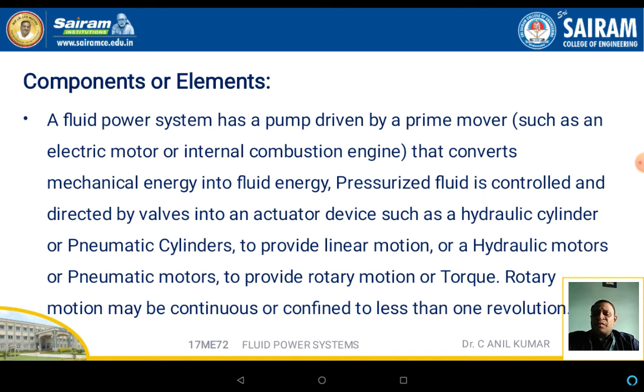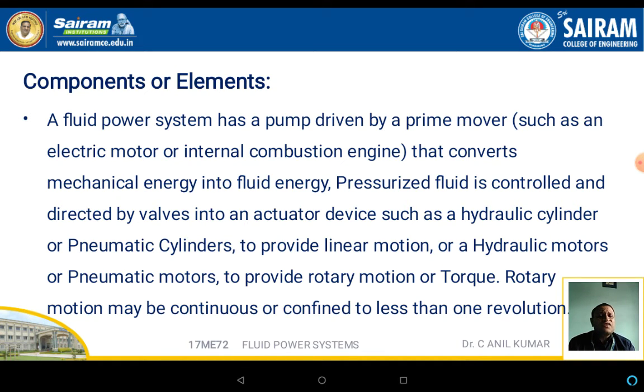A fluid power system has a pump driven by a prime mover, which may be an electric motor or an IC engine. Most of the cases it is done by means of an electric motor only. In some cases we use the IC engine as a driving system that converts mechanical energy into fluid energy.